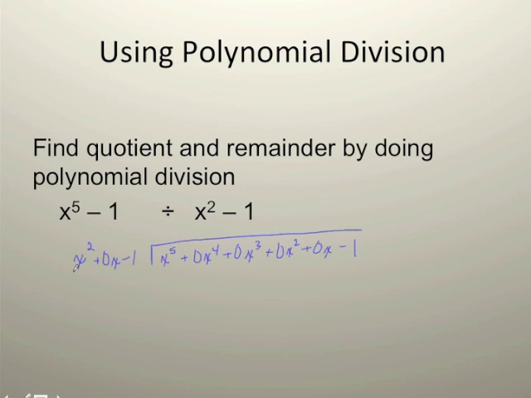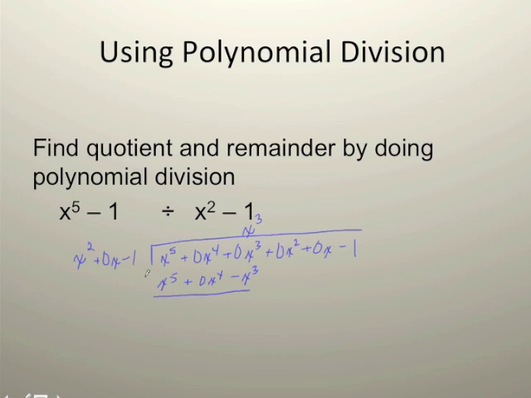And you ask yourself, again, just look at the first terms. What do you take times x squared to get x to the 5th? Well, that would be x cubed. And I take the x cubed times each of these terms. So I'll get an x to the 5th plus 0x to the 4th minus an x cubed.